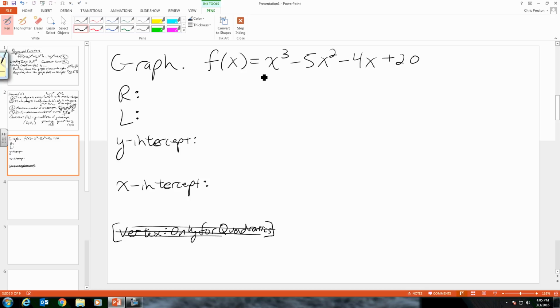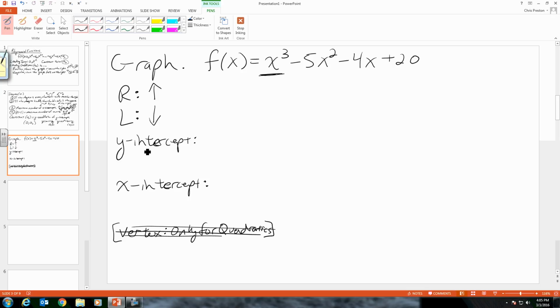So looking at this, here's the highest power term. And I notice the sign in front is positive. So that tells me on the right-hand side, it's going up. I always figure out what it does on the right-hand side first. Then I look at the power, and I see x cubed. What that's telling me is that the left hand does the opposite of whatever the right hand does. So since the right hand is going up, the left hand must be going down. If this is an odd power, these two are always opposites of each other.